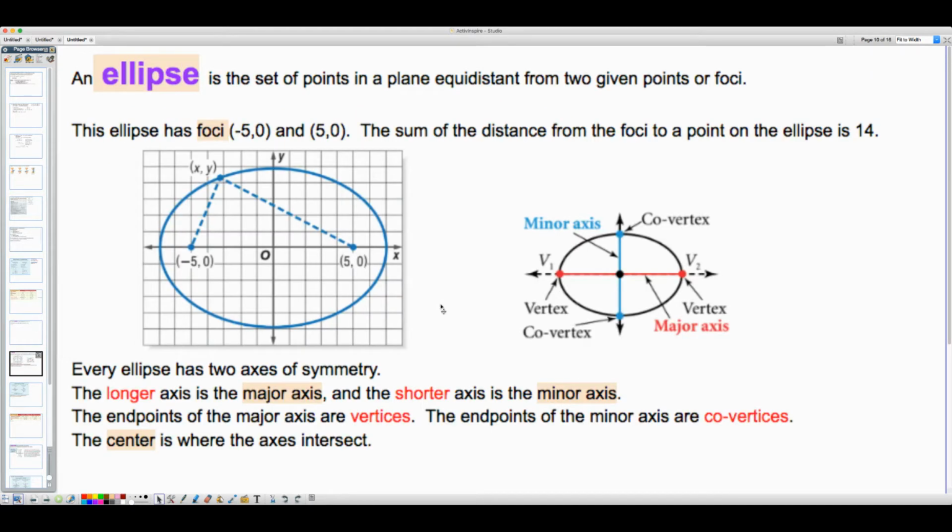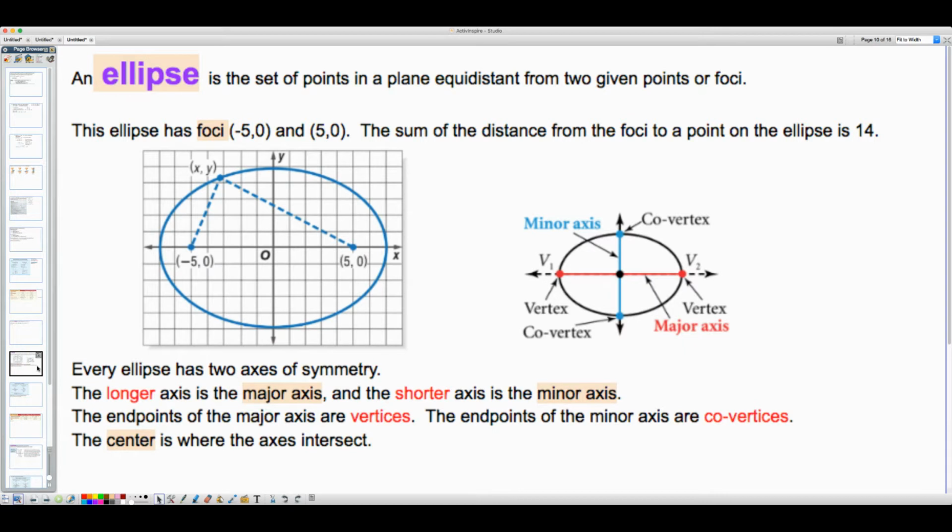When you have an ellipse, which looks like a stretched circle, every ellipse has 2 axes of symmetry. It has one that's horizontal and one that's vertical. The longer one is called the major axis. The shorter one is the minor axis. The endpoints of the major axis are vertices. The endpoints of the minor axis are co-vertices. And the center is where the 2 axes intersect.